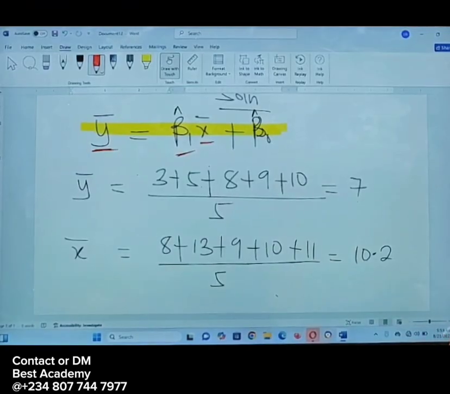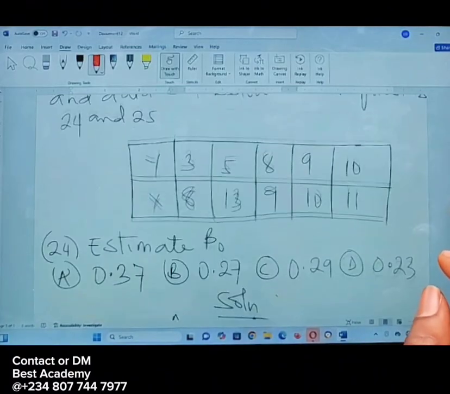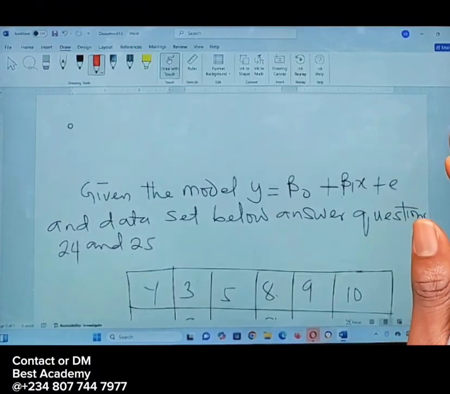So from that formula, that means we need to create a new table. We need to recreate a new table to have our sy. When we sum sy, we have the sum of sy, and also we have s square. When we sum s square, we have the sum of s square. So now let's get a new table here in order to calculate our beta 1 hat.